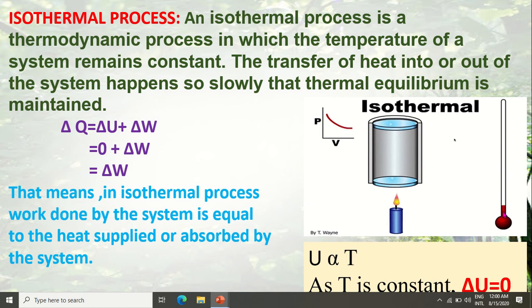And look here, temperature is constant, pressure is decreasing, and volume is increasing. So this is isothermal process. But you have to remember one thing, in this process, the process is very slow, and the system should be made of good conducting material.